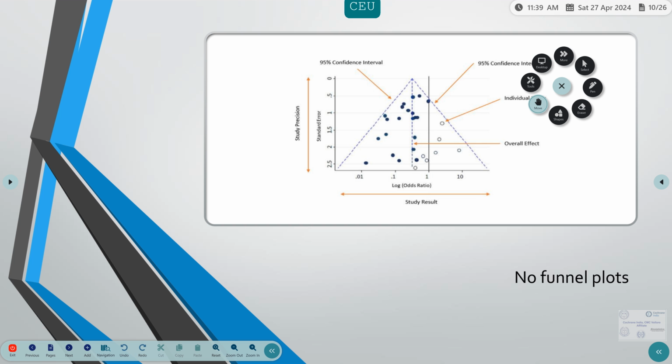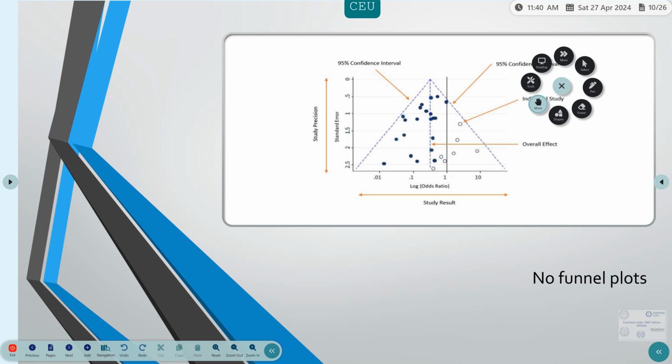When we plot a scatter plot, we put the different trials. For an adequate funnel plot, we need at least 10 trials, and usually these lines show the 95% confidence intervals. Usually the scattering will be even on both sides, in the shape of an inverted funnel. If that is the case, then almost all trials were included, and there is no biased selection of trials.